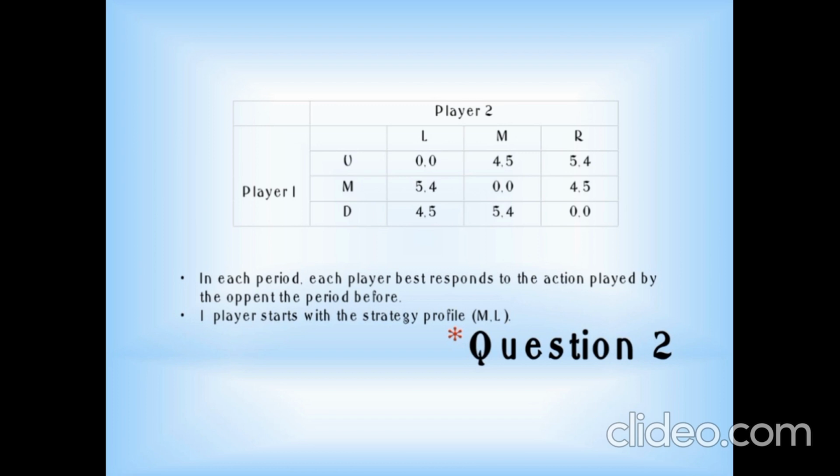Player 1 will play M in period 4 to best counteract player 2's L strategy from the previous period, while player 2 will play M to counteract player 1's M play from the previous period. Therefore, in period 4, player 1 earns a payoff of 0 and player 2 also receives a payoff of 0. Next, over to you, Lahiru.